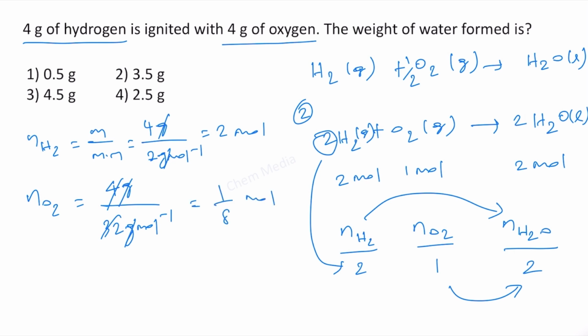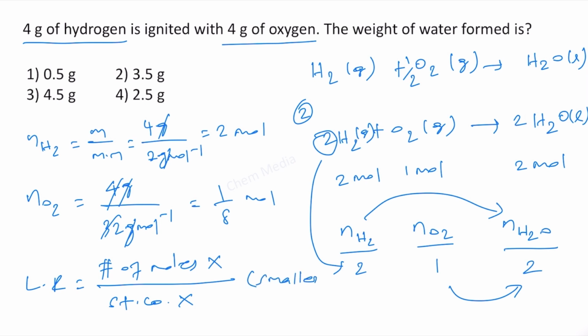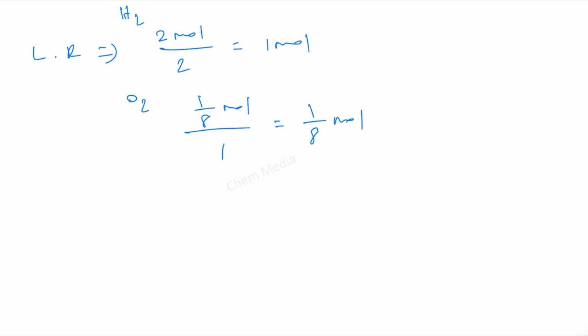Now, for the limiting reagent, we take the number of moles of X, the reactant, we have 2 reactants here, divided by the stoichiometric coefficient of X, and whichever is the smallest out of this, that is the limiting reagent. So, let us find out the limiting reagent. We have 2 moles of H2 and the stoichiometric coefficient is 2, so this will become 1 mole. And for O2 it would be 1 by 8 mole divided by 1, and that is equal to 1 by 8 mole. So, which is smallest? Obviously, O2 is the smallest. So, this means this is the limiting reagent.